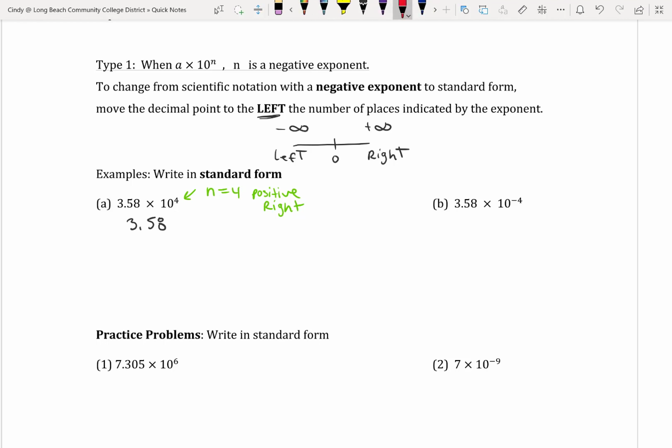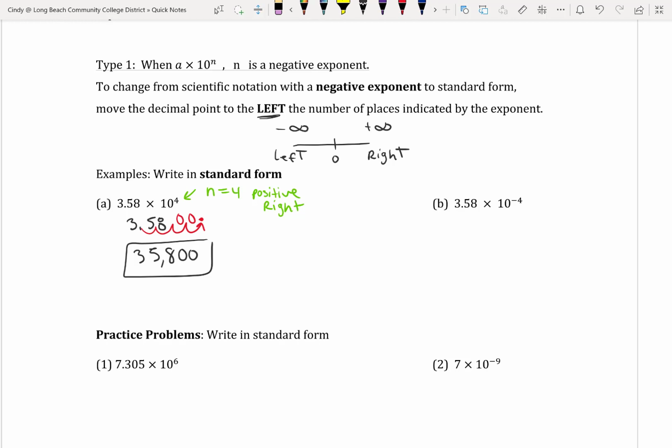So now I know that I'm going to be moving this to the right 4 times. So 1, 2, 3, 4. So this is where my decimal is going to land. So what I need is placeholders. And once I have my placeholders, then I know that this is 3, 5, 8, 0, 0. So this is actually 35,800.